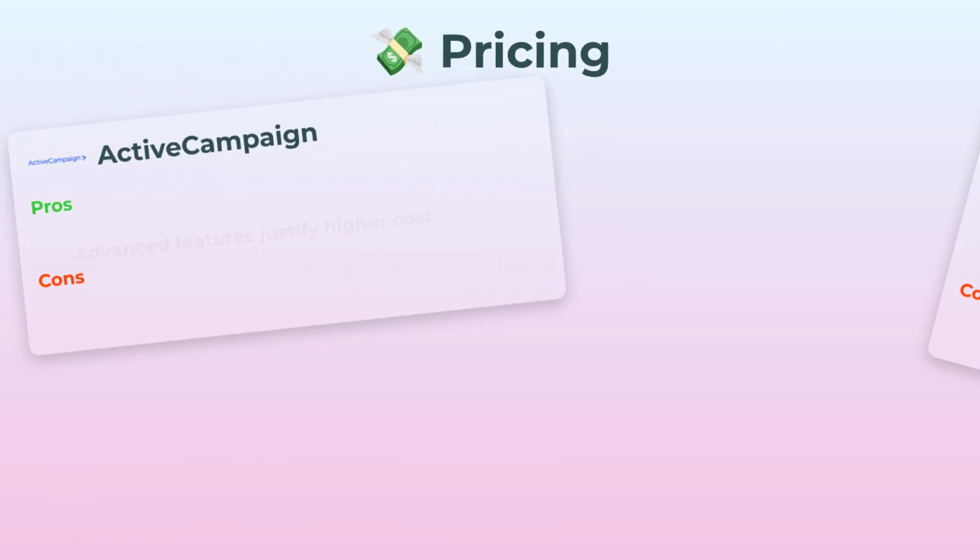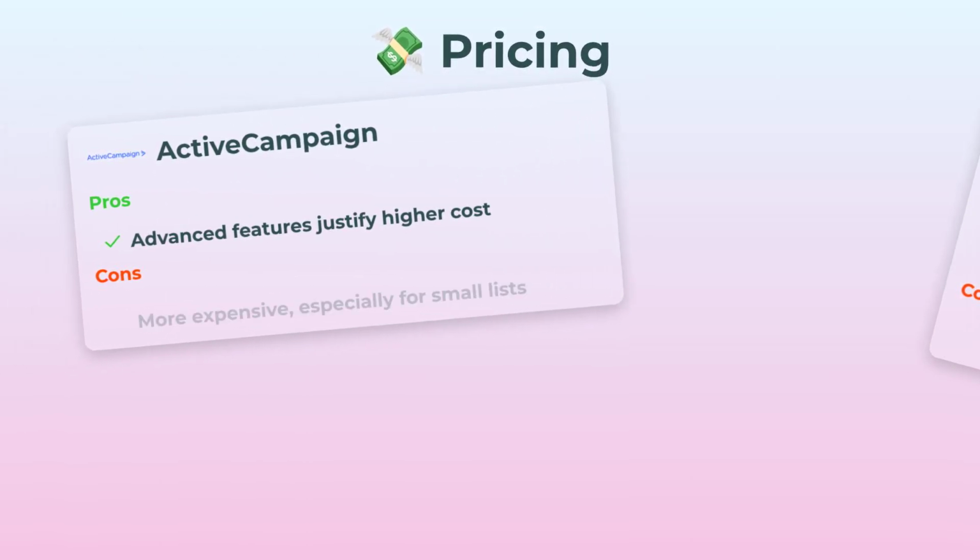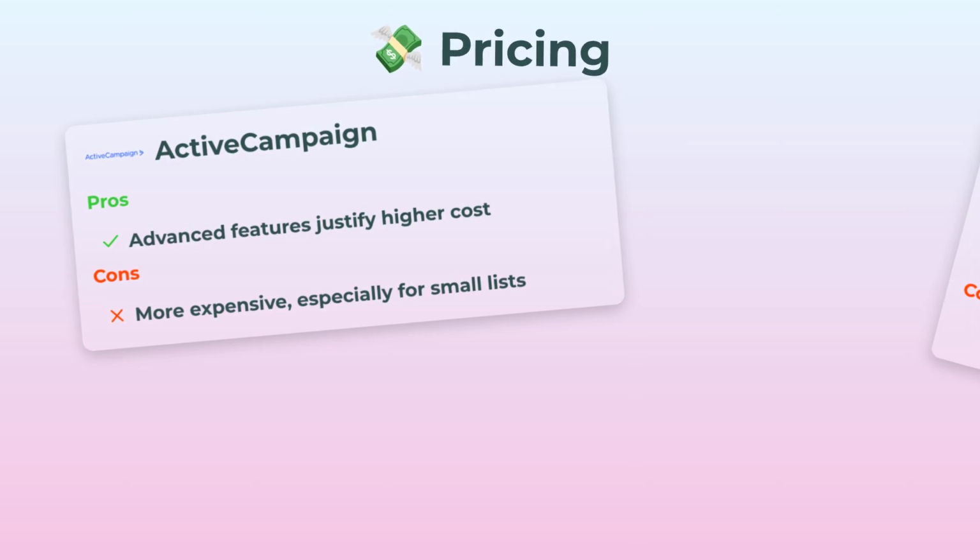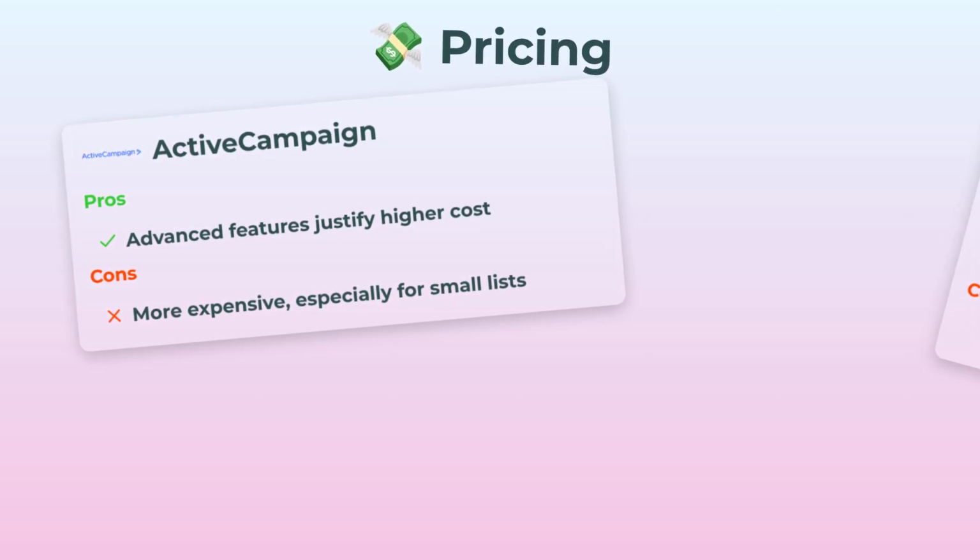So, first up, pricing. ActiveCampaign is basically more expensive, but honestly, if you're planning to tap into its wild features, you'll see why. Like advanced automations, CRM, the price kind of makes sense. But if you're a small business, it's, well, a bit of a stretch.